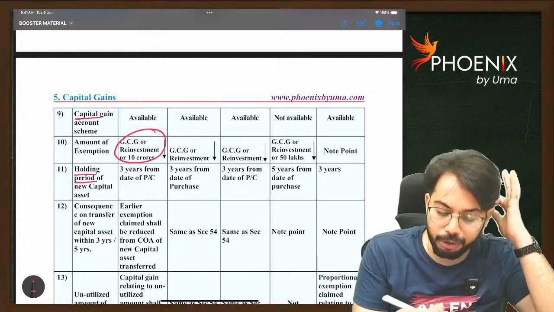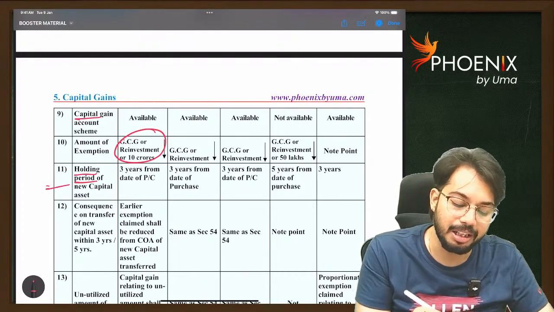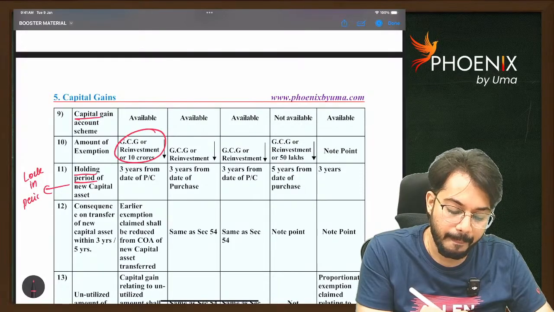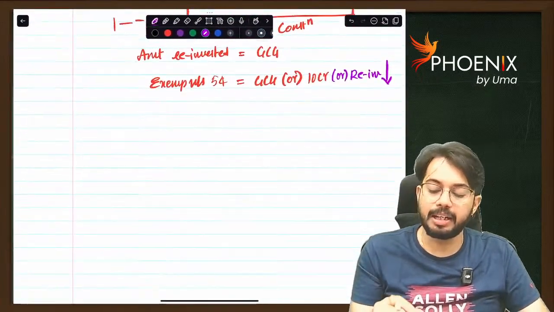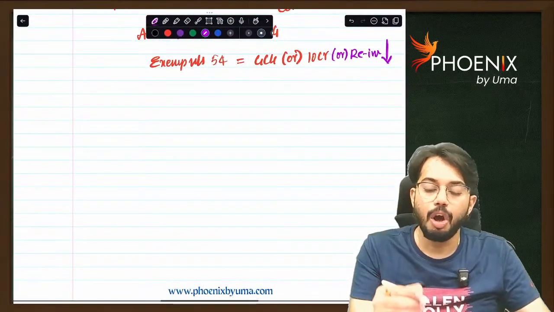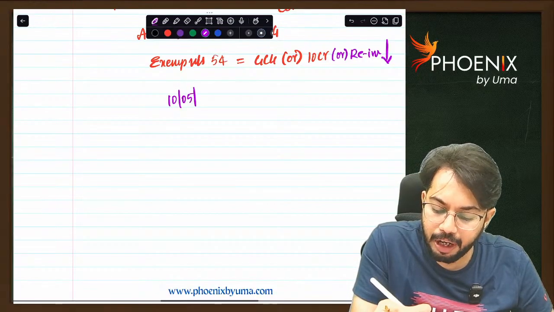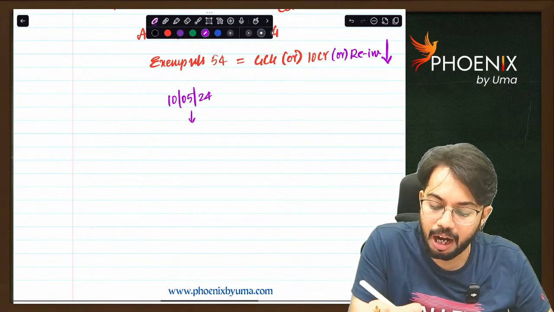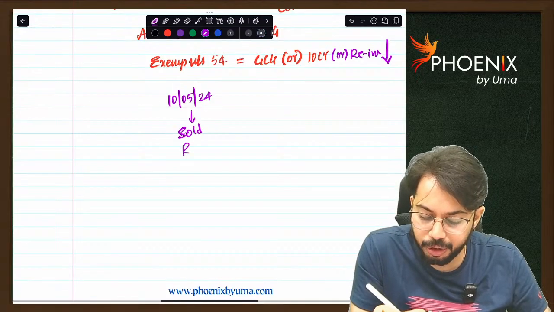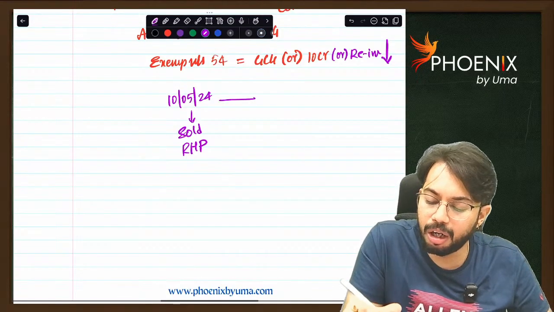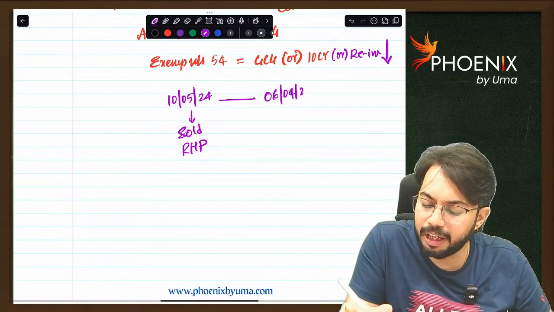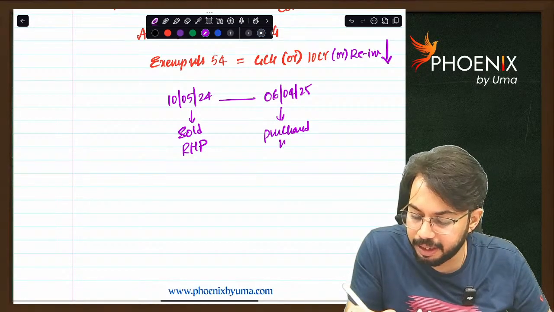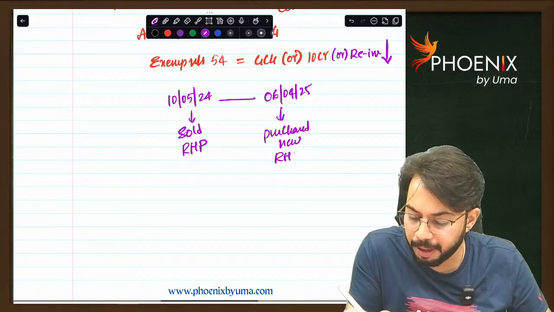Holding period of new capital asset. This is also called as lock-in period. Let's say on 10th May 2024, I sold asset. I sold residential house property. On 6th April 2025, I purchased a new house property. Purchased new residential house property.